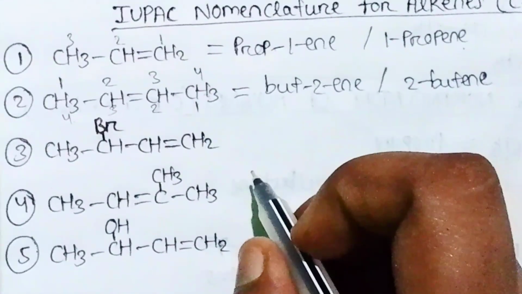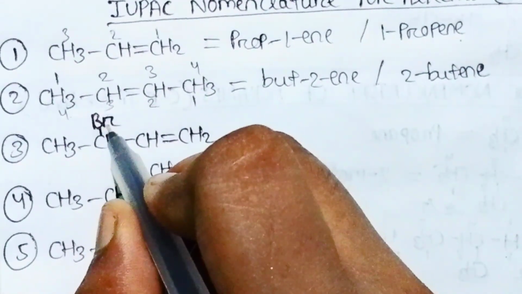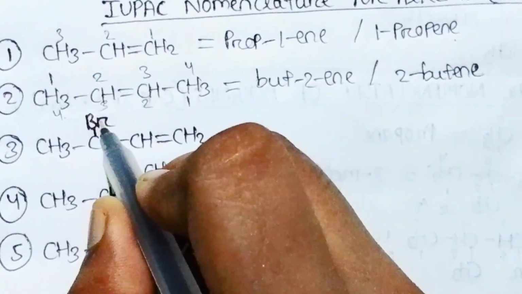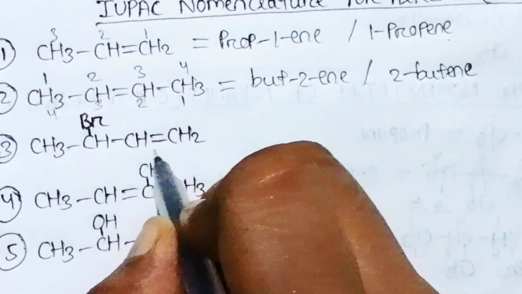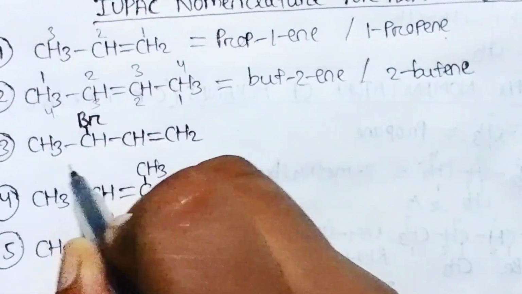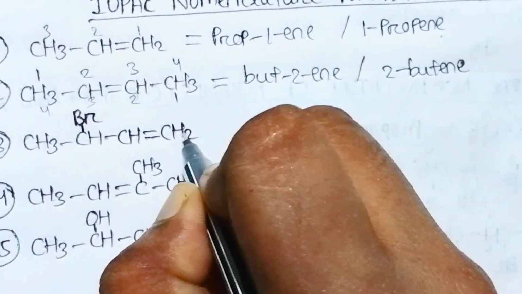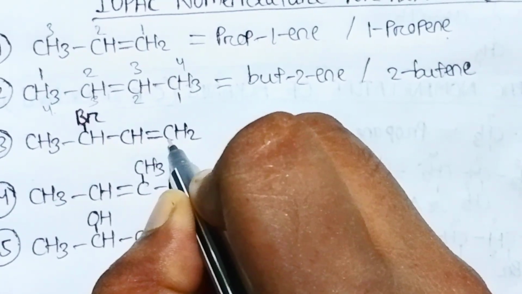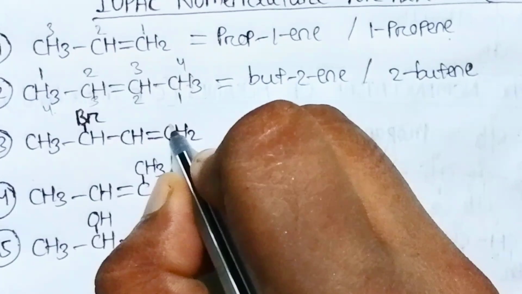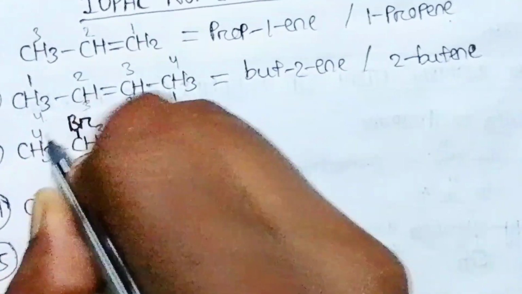Okay, then come to the third question. Here bromine is the bromo substituent on this parent carbon chain. So from the right side the alkene possesses the lowest possible number, so we have to number it from here as 1 2 3 4.